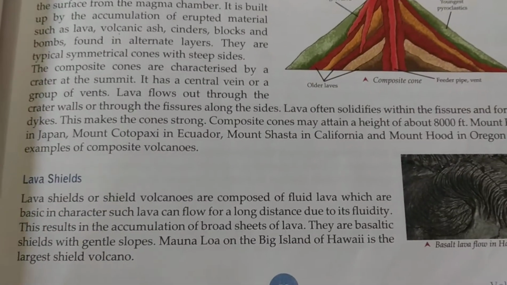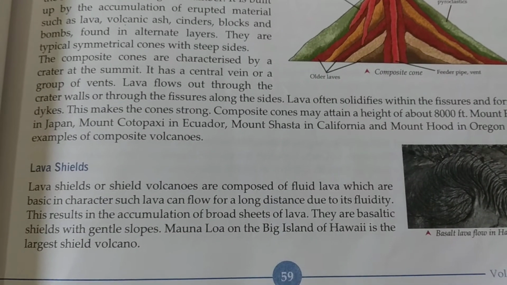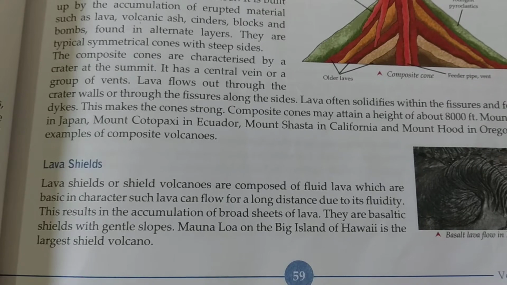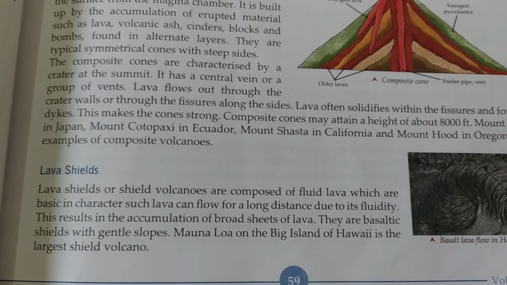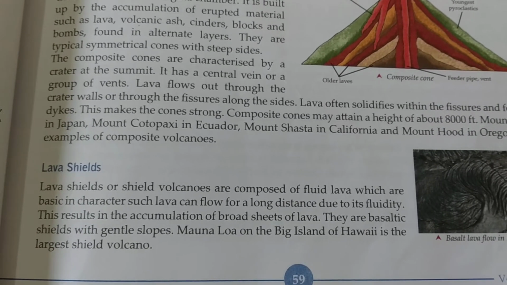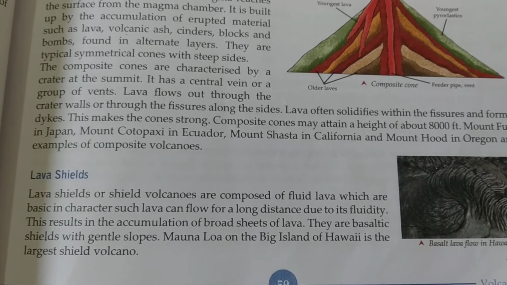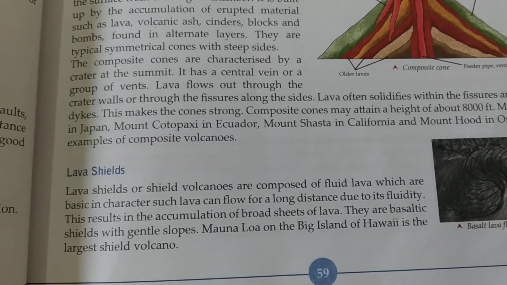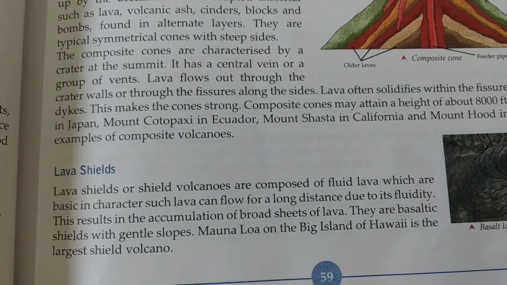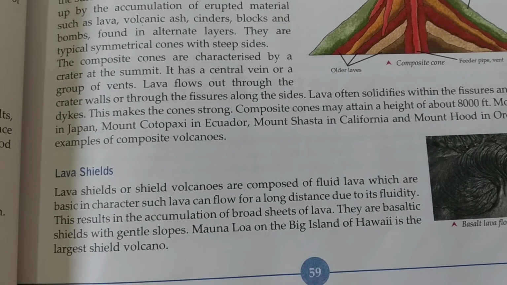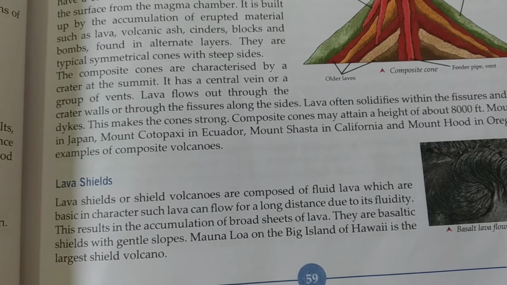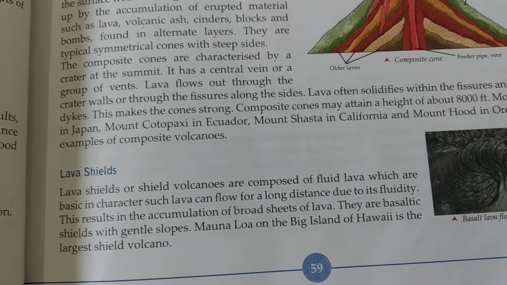Now let's read about the lava shields. Lava shields or shield volcanoes are composed of fluid lava because they are basic in character. On page 58, you see on top where the heading basic lava is given, there it is written that basic lava is poor in silica content and therefore extremely fluid in nature, and it can flow for a long distance.